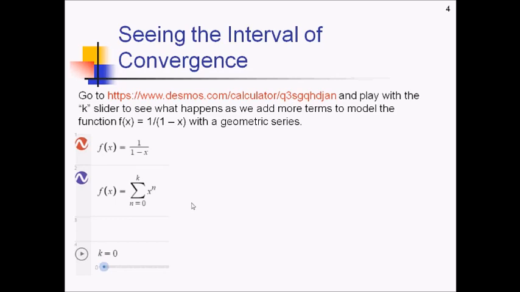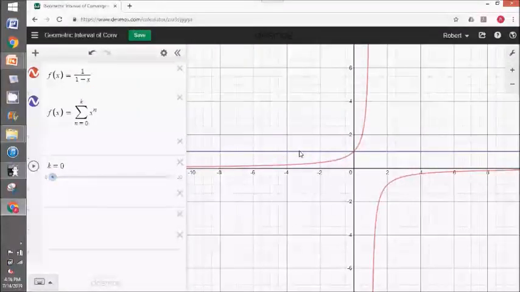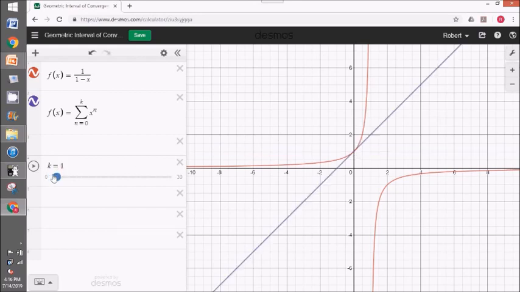So if we actually go to this Desmos site now, the blue line here is the polynomial that we're using to try and model our rational function. The red line's the rational function. We can see that when we have a series with a k value of 0, we've just got the line y equals 1, and it's not a very good model of the rational function. But as we make the k value bigger and bigger, we see that our polynomial, as we add more and more terms to it, starts to model the rational function a little bit better. Pause the video and play around with the slider and see how well you can make the series model the original function.